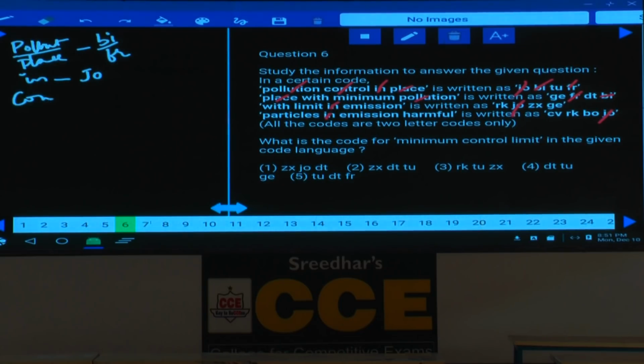And what is the code left over here? Control, and its code is TU. Control and its code is TU. Then with and minimum.